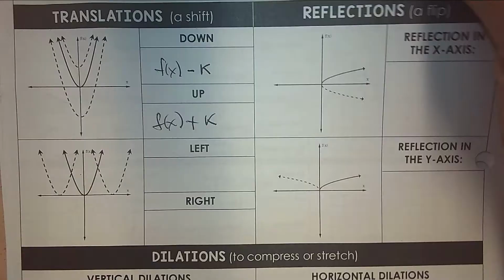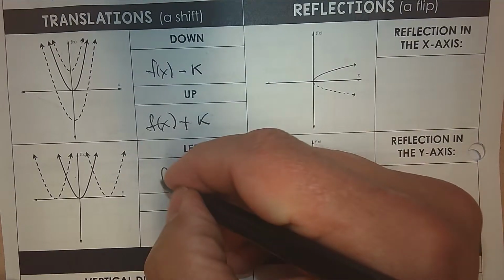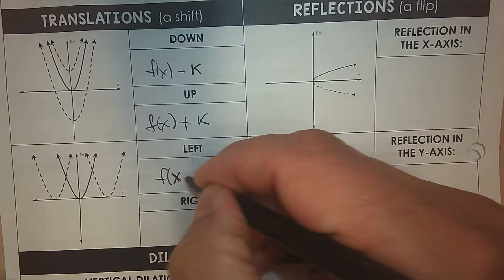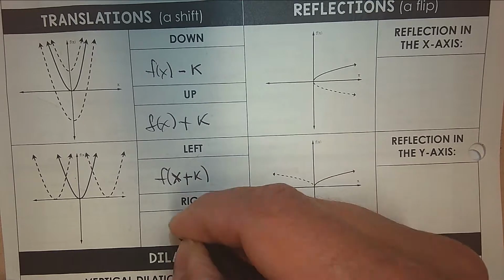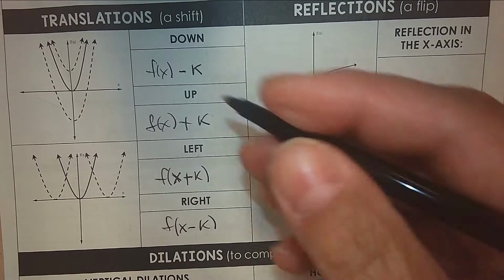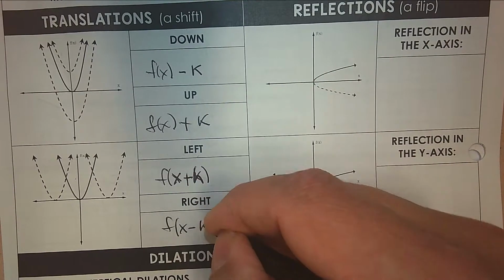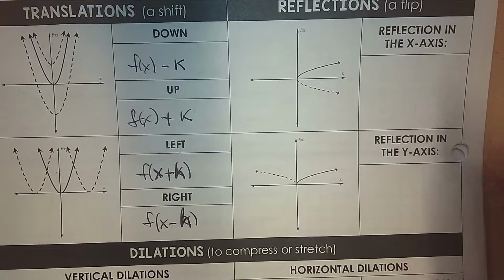How about left and right? We call it a shift, but left and right we call it a horizontal shift. You might remember this is inside, and it's the opposite direction on the inside. We call this H. Think of it as HK form. H and K.